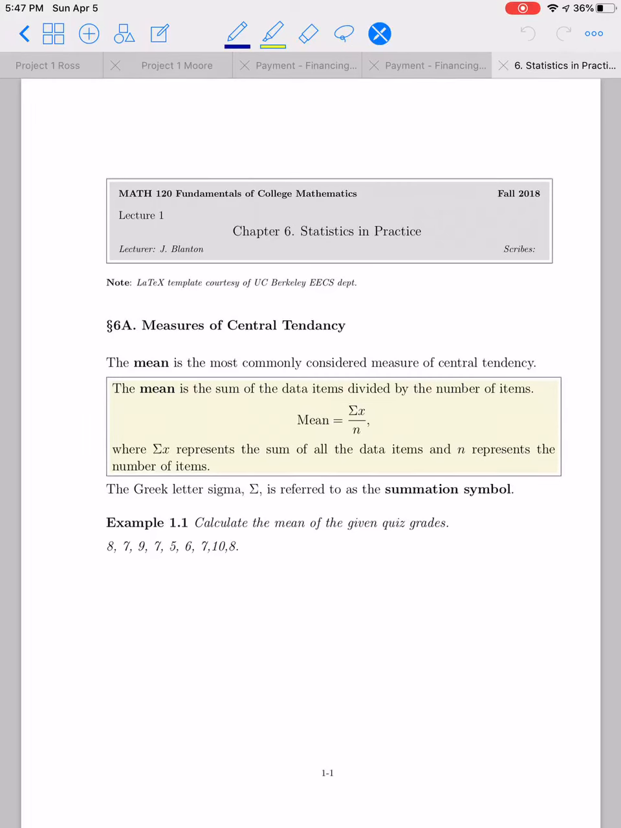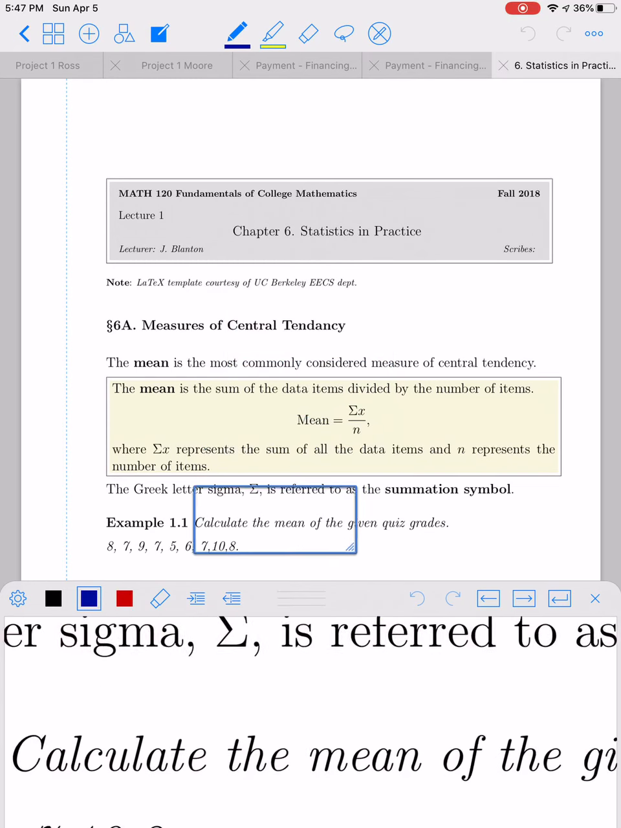So in Chapter 6, Section 6A, Measures of Central Tendency, we'll look at some common measurements for central tendency being the mean, median, mode, and mid-range. So the mean is one of the most common and well-known.